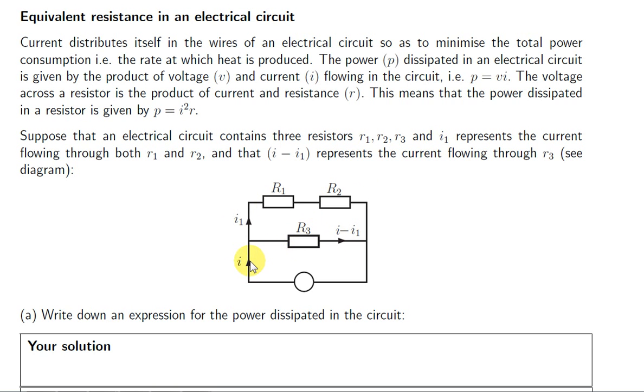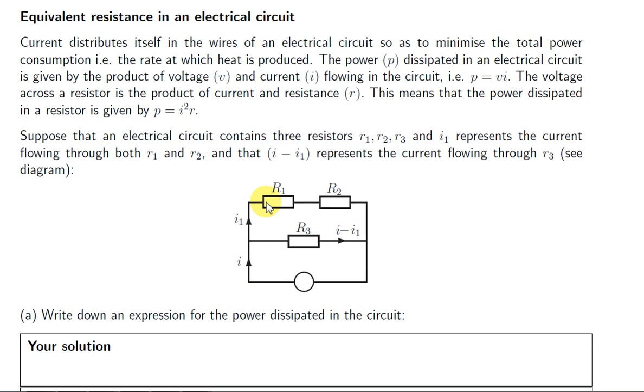Okay, so I is a given current. It flows into this junction, and I1 flows along this wire here. Now, by Kirchhoff's law, I minus I1 must flow along this wire here, because the sum of the currents flowing out of the junction must equal the sum of the currents flowing into the junction. So I minus I1 plus I1 equals I. Only one current flows into this junction.